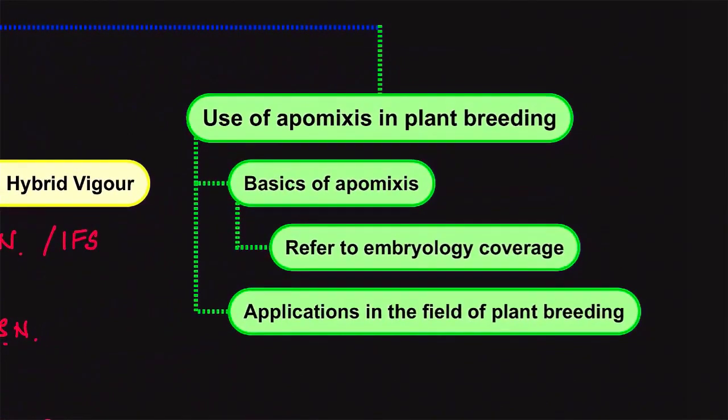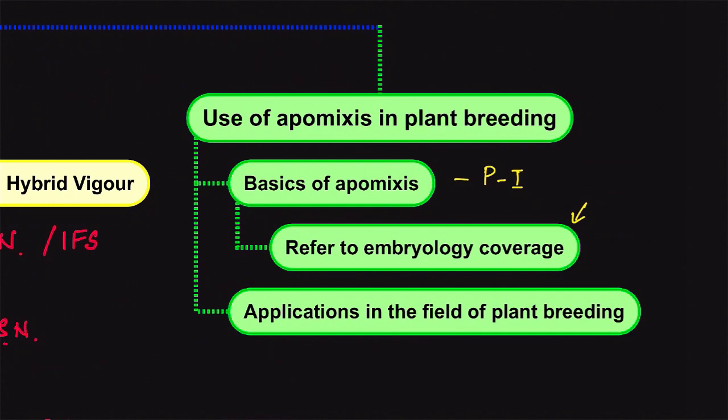Last topic is again a repeat from paper 1. In paper 1, within embryology, you have studied apomixis. Now here you have to deal with role of apomixis in plant breeding. So to cover this part, you can go back to paper 1, where within embryology you had studied what is apomixis, what are the principal types of apomixis, and within each principal type what are the subtypes. So this is already I have mentioned that you have to refer to embryology coverage.